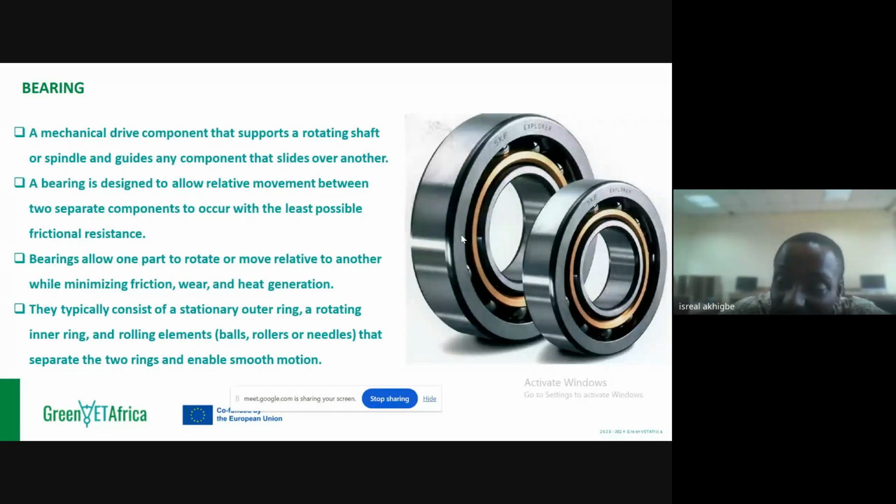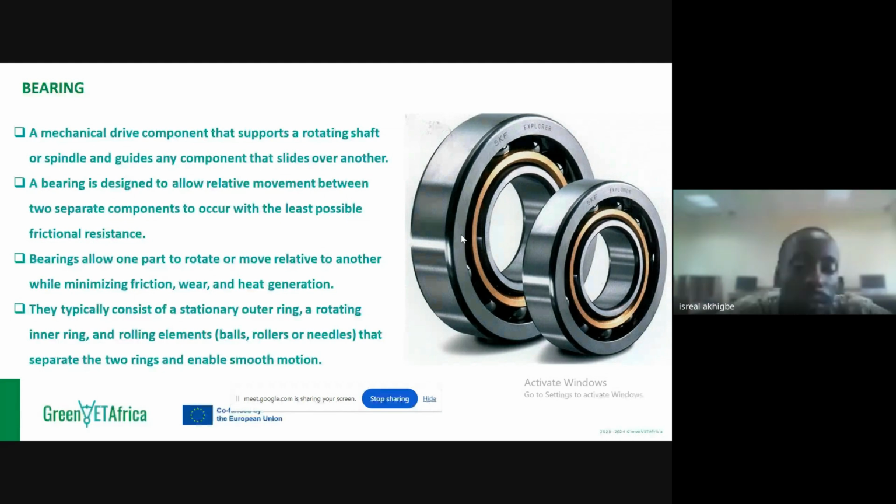Even in the makeup of your driver, when they are building your driver, it has something called rotor and stator. To suspend that rotor shaft, you need a bearing. So even your driver, that is our source of rotation, needs it. It is supporting a huge number of components in transmission. So that's why I made mention of it: bearing is a component that supports a rotating shaft or spindle, any component that slides over another.